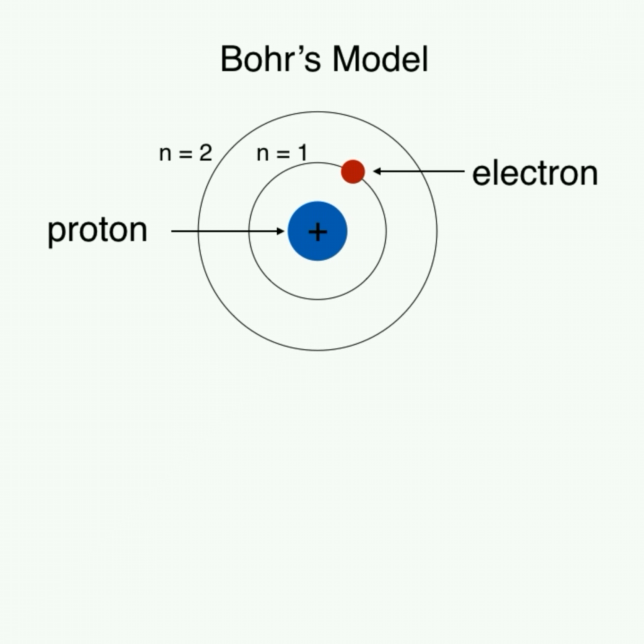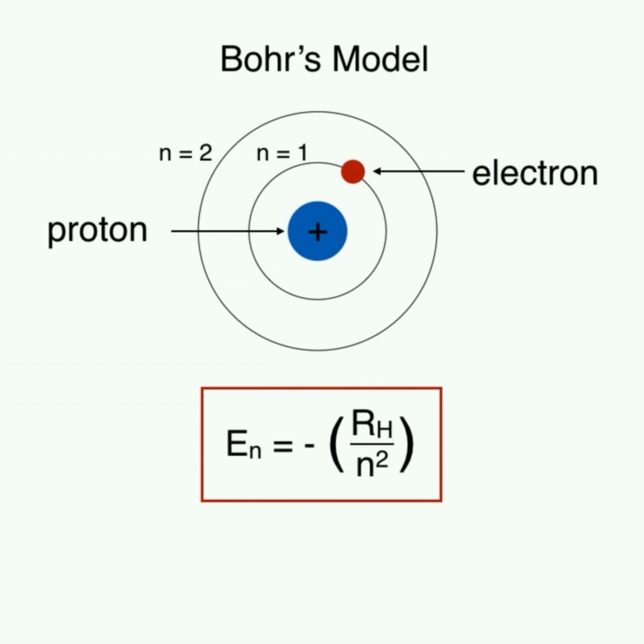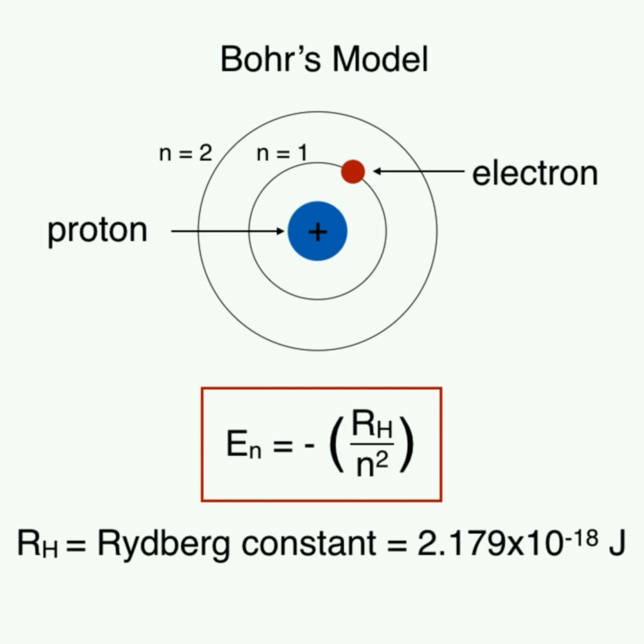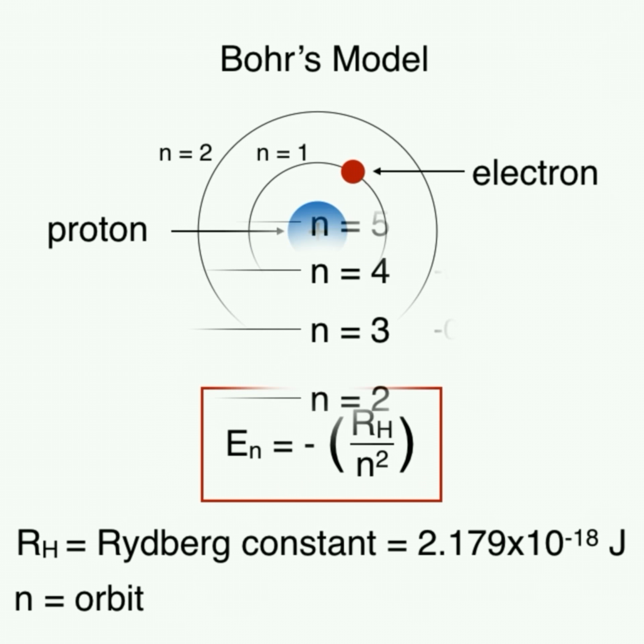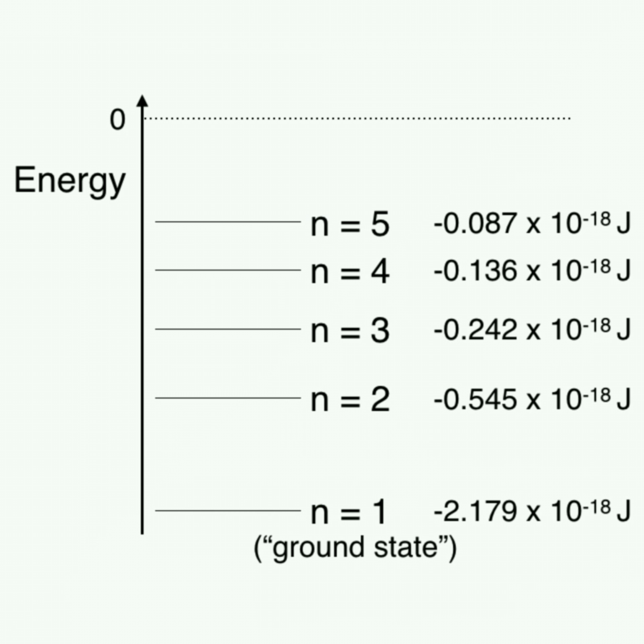Bohr determined that the energy of the electron is equal to negative R_H over n squared. R_H is the Rydberg constant, which is equal to 2.179 times 10 to the negative 18 joules. n symbolizes the orbit number. Using Bohr's formula, the following energy level diagram for the hydrogen atom can be created.